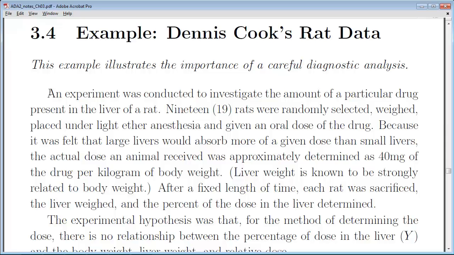So it's basically a short experiment, right? You give a rat a drug, you wait an amount of time so that the drug circulates. Some gets processed in the liver. Then you freeze time by sacrificing the rat and see what proportion of that drug is in the liver.